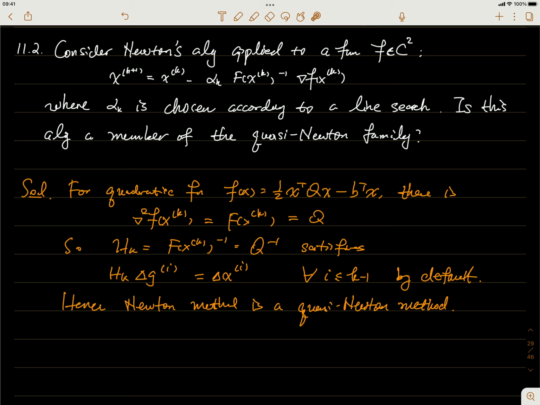Okay, problem 11.2. Consider Newton's method applied to a function f in C2. The algorithm is written in this way, as we know for Newton's method. This is the Hessian matrix of f at the point xk. Now, suppose the alpha k is obtained from a line search.